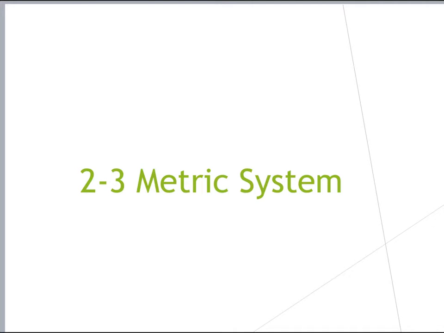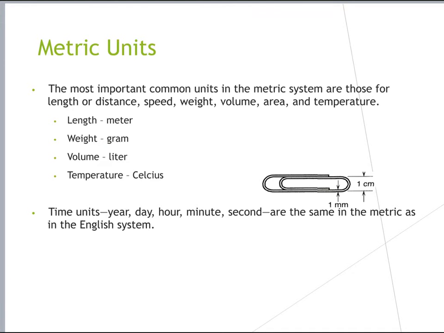In section 2.3, we're going to look at the metric system and then the metric and US conversions together. For metric units, the most important common units in the metric system are those used for length or distance, speed, weight, volume, area, and temperature. With length, we see meters; weight, grams; volume is liters; and temperature is Celsius. Time units, year, day, hour, minute, and seconds are the same in the metric as they are in the English system.